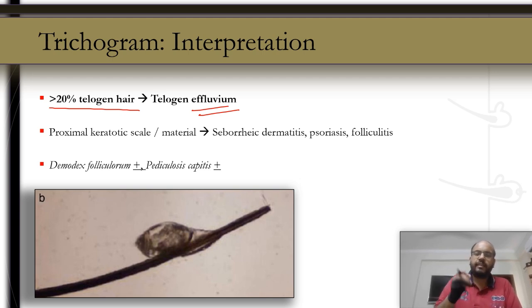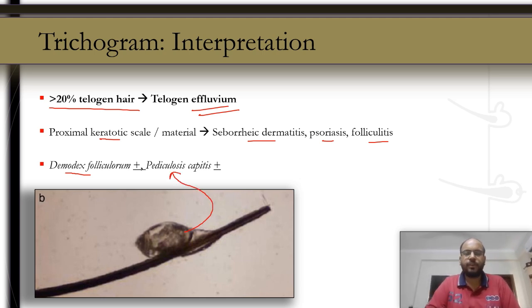You can have attached keratotic material and scale. So if proximally you see a keratotic scale or material, this can be seen when you're examining hair shafts from seborrheic dermatitis, psoriasis, or in fact folliculitis. It just tells you that some kind of inflammatory parakeratotic activity is going on. Sometimes you may see an associated Demodex folliculorum. Or in fact, as in the picture I've shown, you can see pediculosis capitis, or head lice. So you can see the attached organisms also.